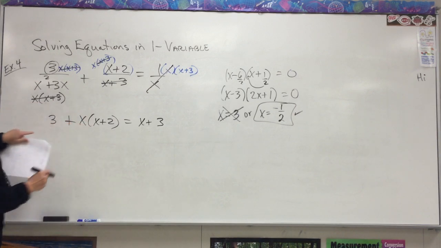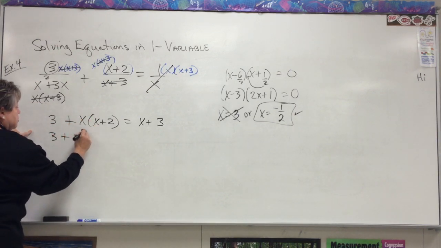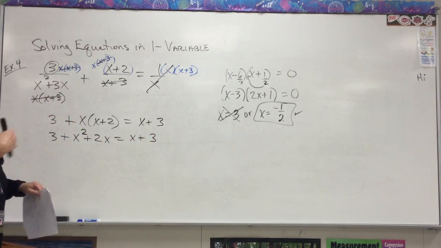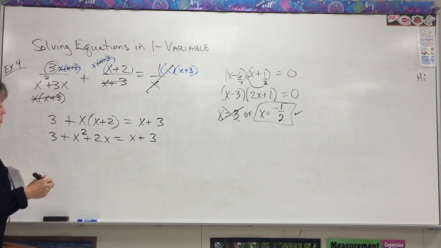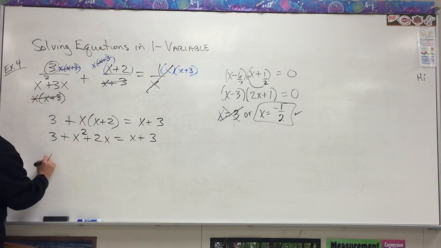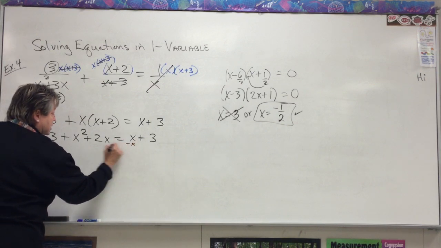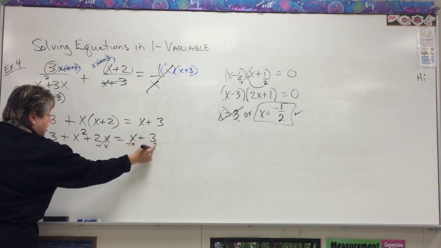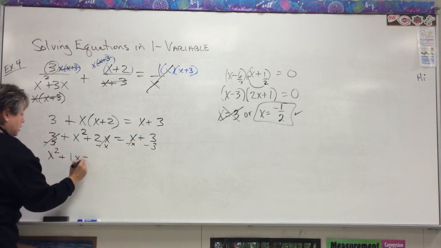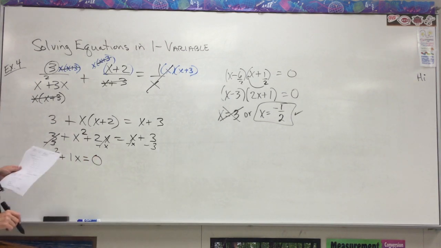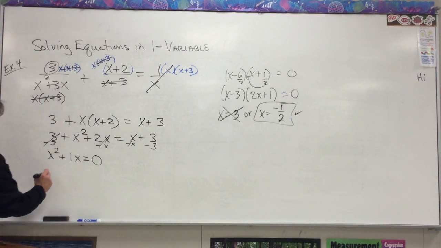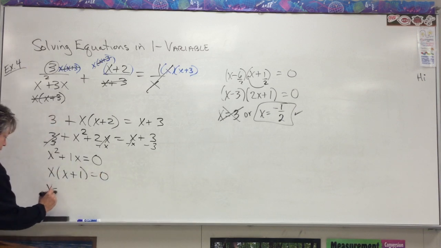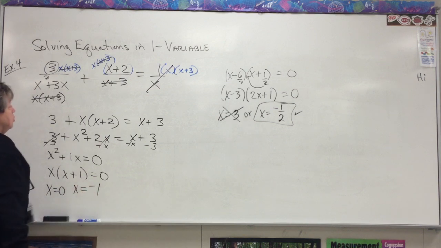Okay, so in continuing here, we will distribute the x, so x squared plus 2x. Okay, then we want to collect like terms, get everything same side so that we're set equal to 0. All right, so I'm going to say x squared. If I subtract an x on both sides, that leaves you with a plus x. And then if I subtract 3, oh, look at that. That goes to 0. Okay? So I'm left with an x squared plus x. I would factor. So x equals 0 or x equals -1.